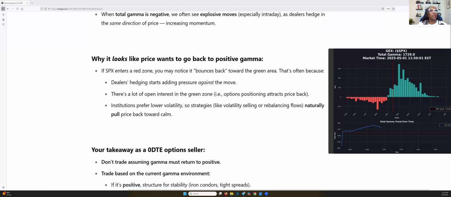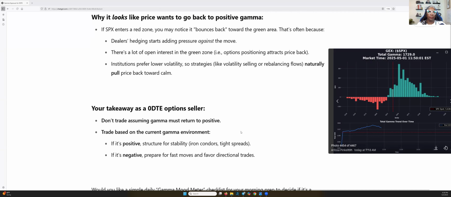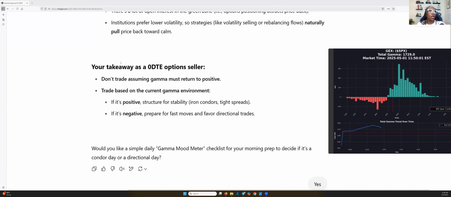Why it looks like price wants to go back to positive gamma. If SPX enters the red zone, you may notice that it bounces back towards the green area. That's often because the dealers are hedging towards adding pressure against the move. There's a lot of open interest generally in the green zone because option positioning attracts the price back. Open interest starts to go back to the green zone. And institutions prefer lower volatility, so their strategies naturally pull price back to the calm zone. So that's why it feels like it's going back to the green.